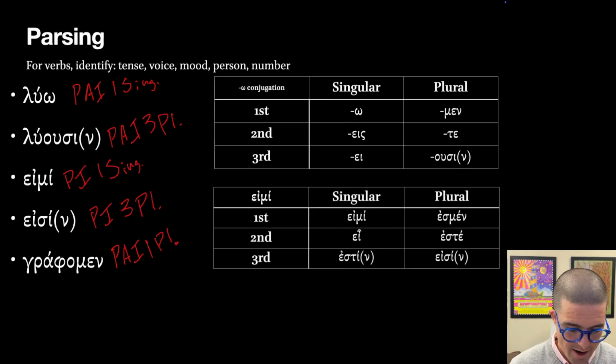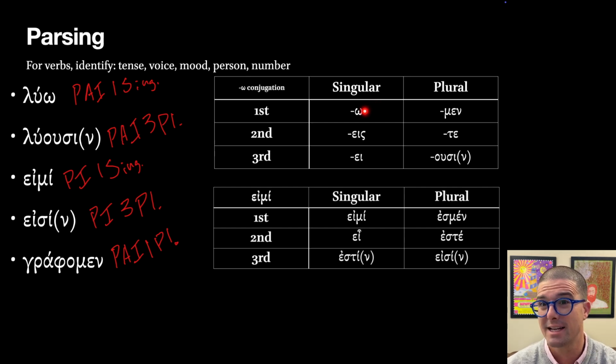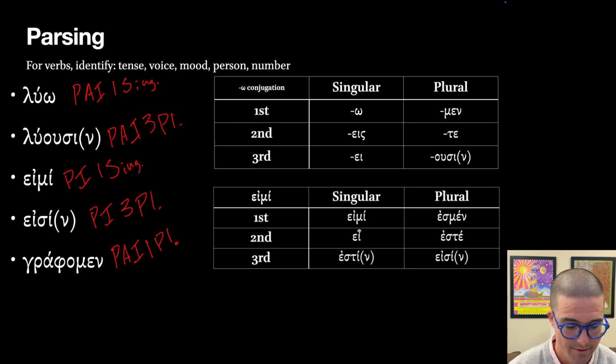So this is what your information should look like here. Luo is the present active indicative, first person singular, just using that omega ending. And for a while, we are going to be just present active indicative, or at least in this video, we'll only be present active indicative, or just present indicative in the case of to be verbs. With lousi, with that movable nu, we've got a present active indicative third person plural. So we've got this usi suffix ending right here, indicating third person plural.